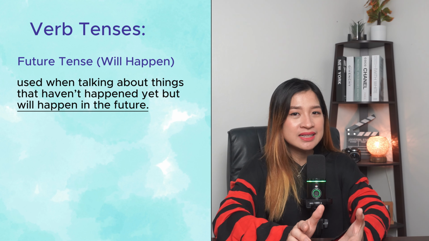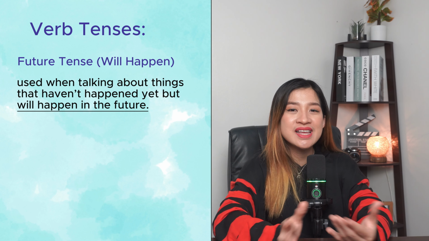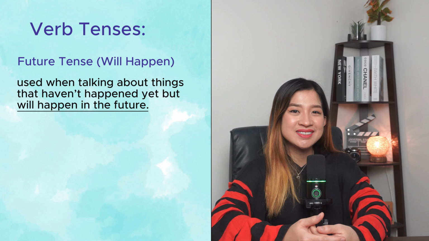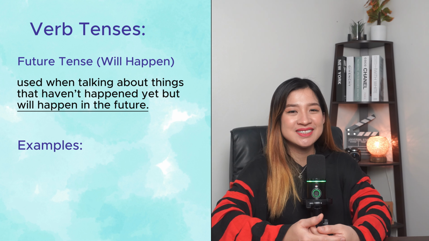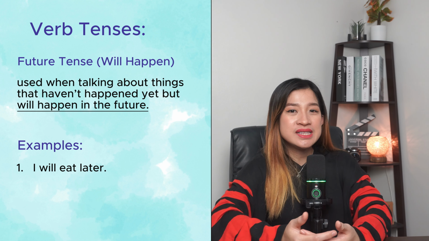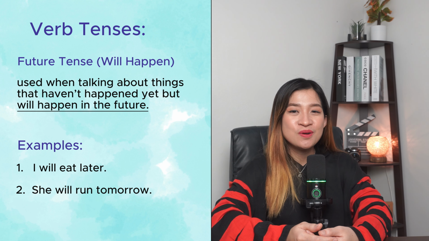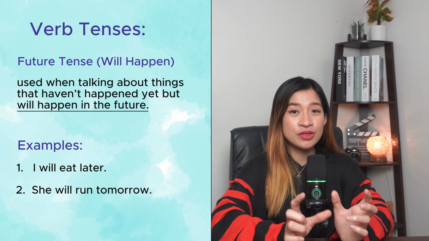Future tense. So the future tense is used when talking about things that haven't happened yet, but will happen in the future. Examples. I will eat later. She will run tomorrow. To form the future tense, we add will before the verb.